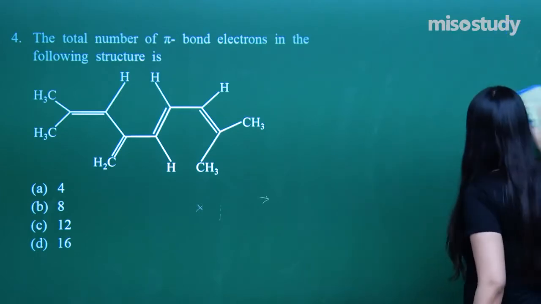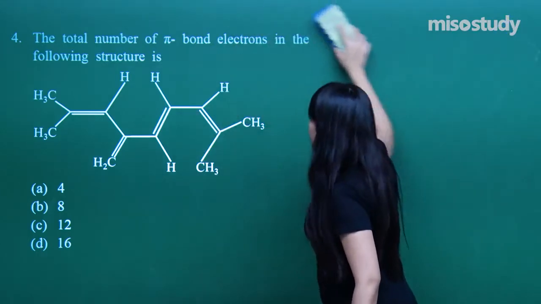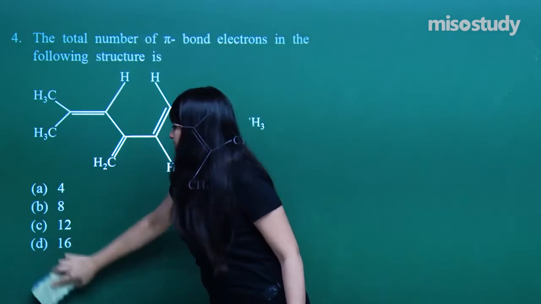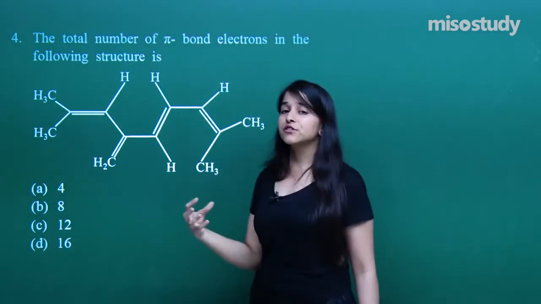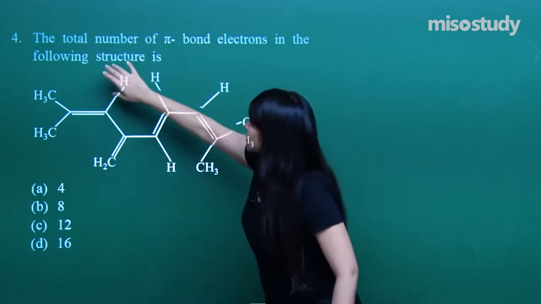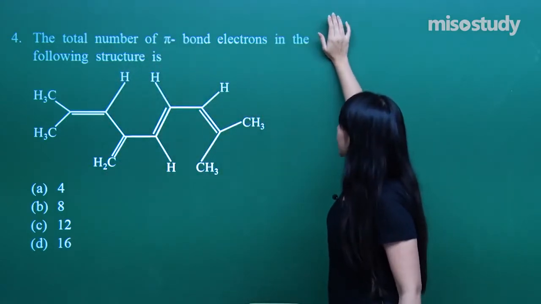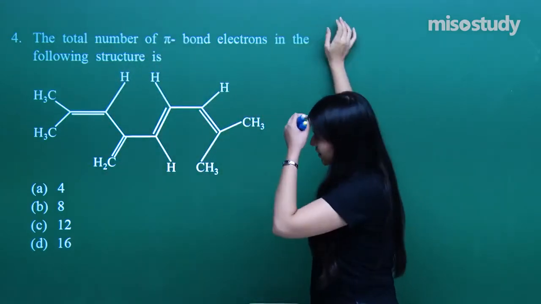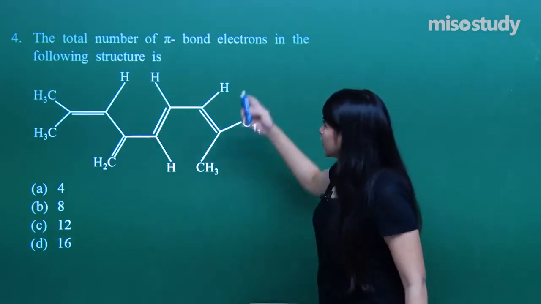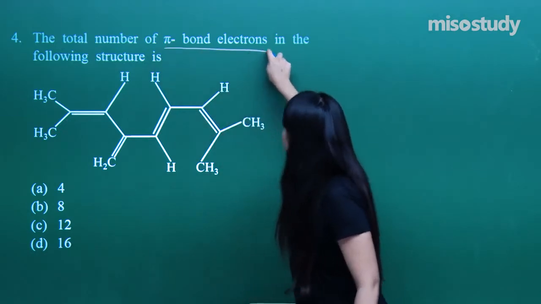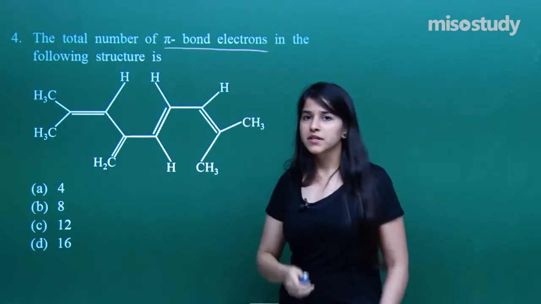The next question here says, super easy question this is. How? You just need to count the total number of pi bonds. The total number of pi bond electrons in the following structure is. So how many are the total number of electrons here? You just need to count the pi bonds. Can you recognize the pi bonds?